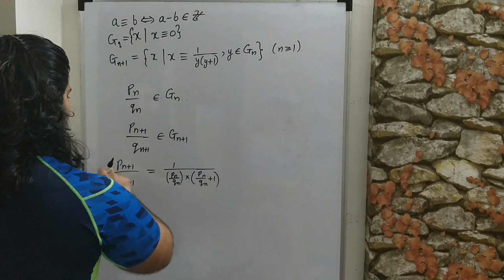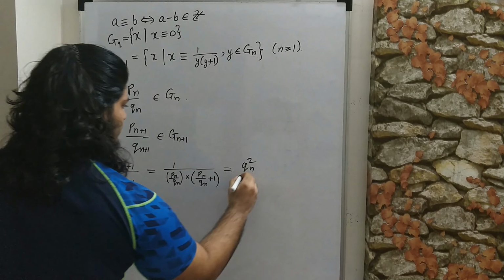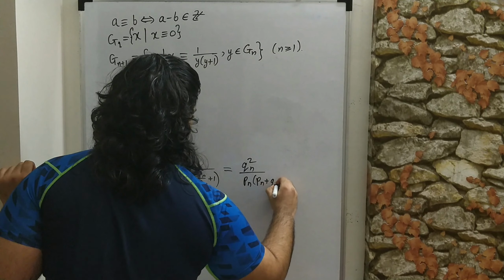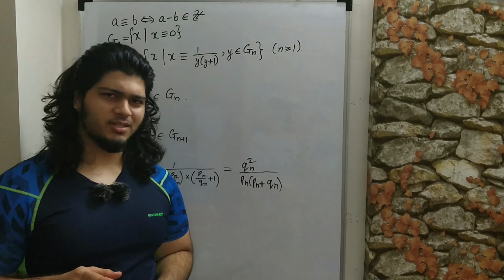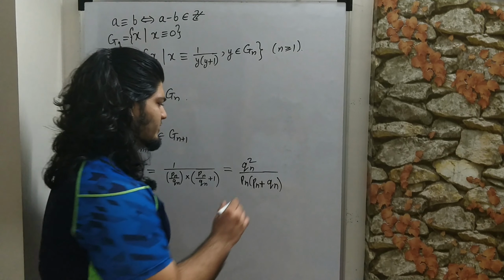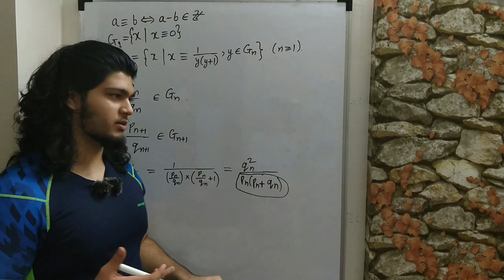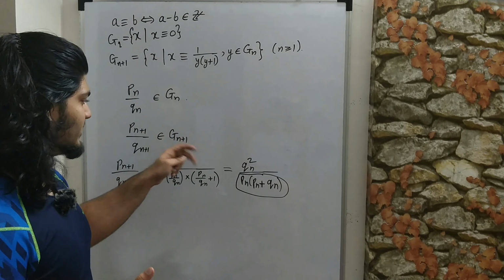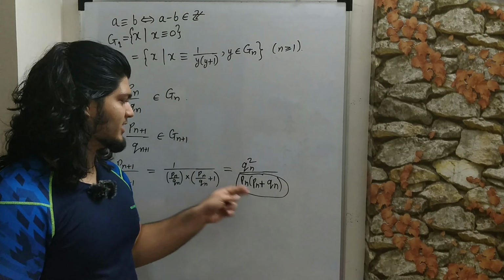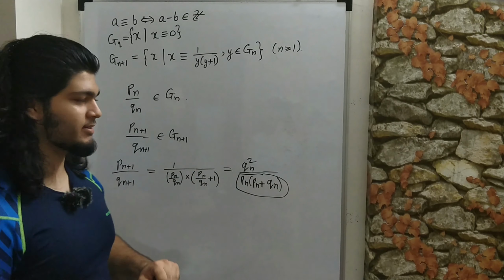So now that we have this relation, we can simplify it to say that p_{n+1} over q_{n+1} is q_n squared over p_n times (p_n plus q_n). Now remember the thing which I said about prime numbers. Firstly, any element of G_{n+1} must have a denominator of this form. The denominator can't be of any other form, because when we have an element of G_{n+1}, it's either of this form or it's this plus an integer, and adding an integer to this rational number will not change its denominator. And secondly, the numerator and denominator are co-prime.